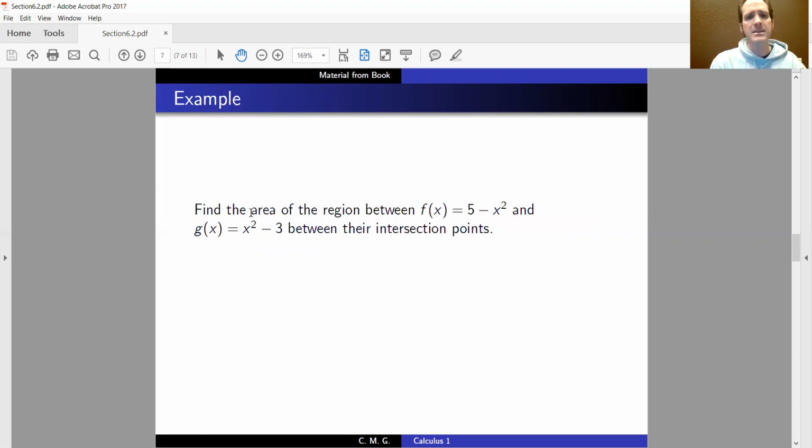So let's think a little bit about this. I'm going to give you an example. I want to find the area of the region between f of x is 5 minus x squared and g of x is x squared minus 3. And notice it's really between those two intersection points in here. And so what are we going to do?